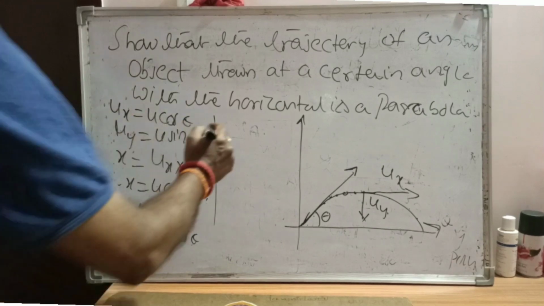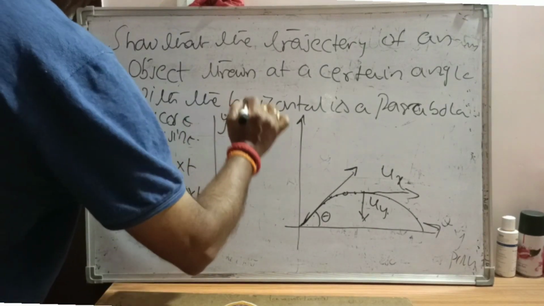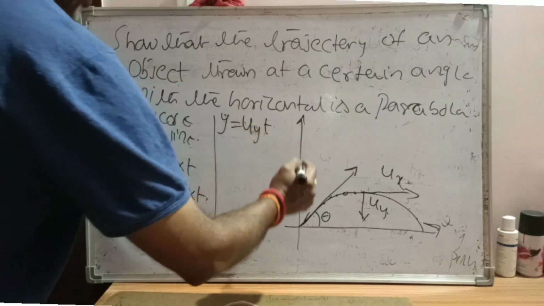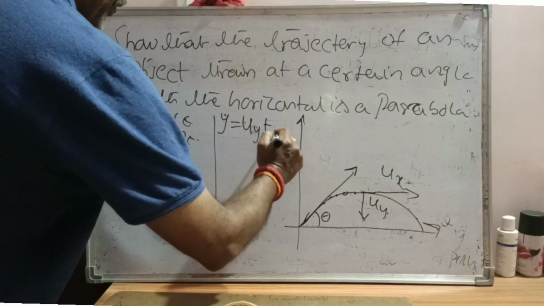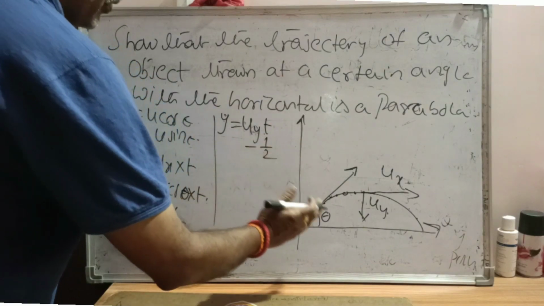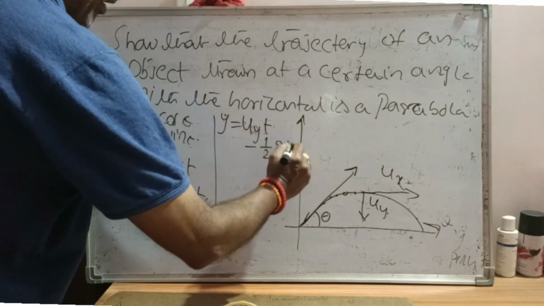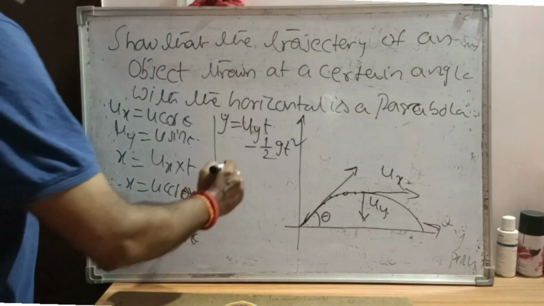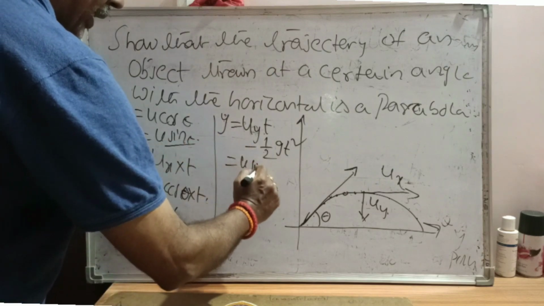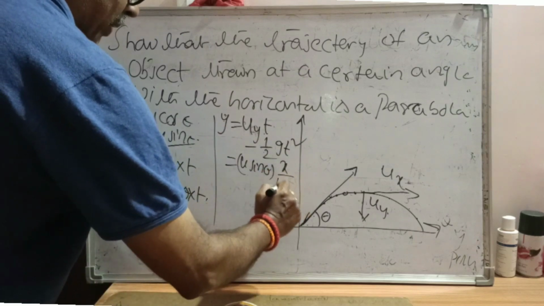Whereas the vertical distance travelled, s is equal to ut plus half at square, so y is equal to uy into t, because here we have to consider the acceleration due to gravity to be negative since the object is moving in upward direction. So y is equal to uy into t minus half g t square. What is the vertical component of velocity? U sin theta. Time t is equal to x by u cos theta.